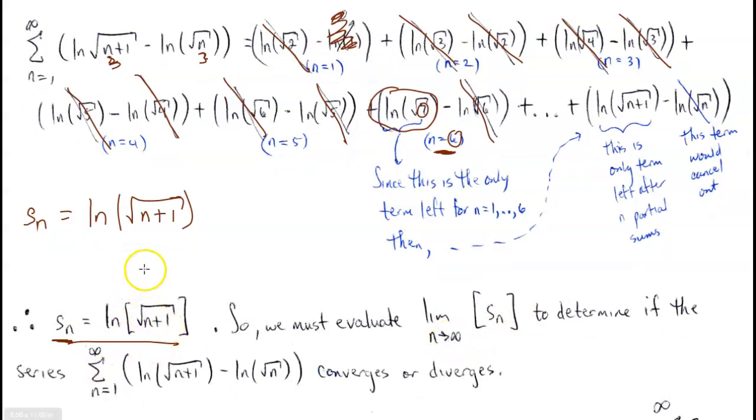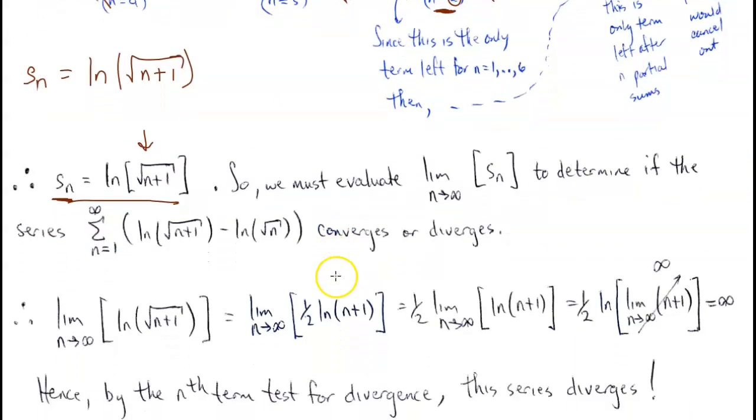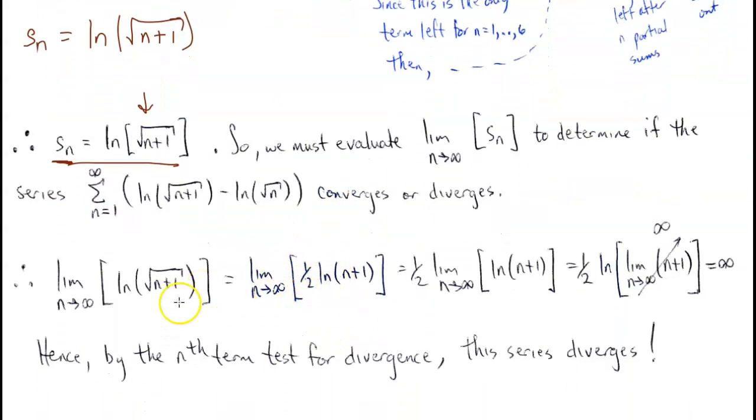And of course, if the limit of this ends up equaling a real number, then we know that the corresponding series will converge. Otherwise, it will diverge. So here I wrote this out, just took the square root as n plus 1 raised to the 1/2 and put it on the outside of the logarithm. We know that's going to go to infinity. So this limit is not going to exist, which means that the series we were looking at will definitely diverge. Okay.